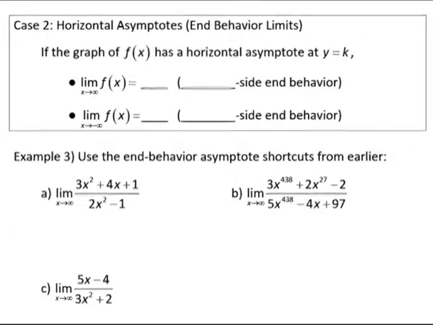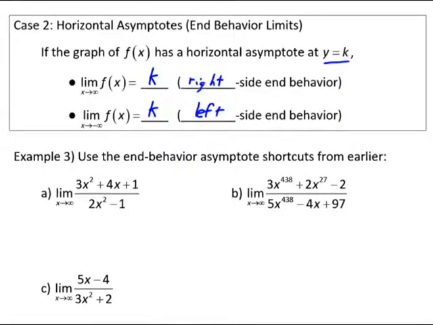In the case where we have a horizontal asymptote as an end behavior, we know that the graph is going to stabilize near y equals k, some number. If a graph has a horizontal asymptote, that simply becomes the right hand and the left hand limit.